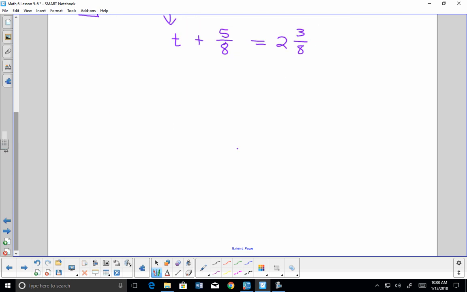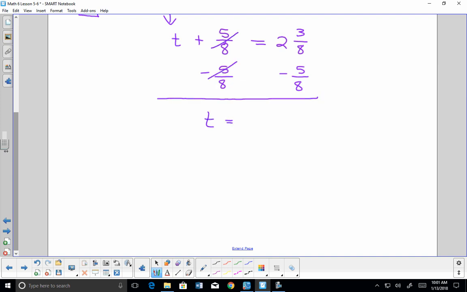To solve this equation, I must undo what was done to the variable. They added 5/8, so we need to subtract 5/8. If we do it to one side of the equation, we have to do it to the other side of the equation. These will cancel, leaving me with T. I cannot subtract 5/8 from 3/8. We learned that in the last lesson.